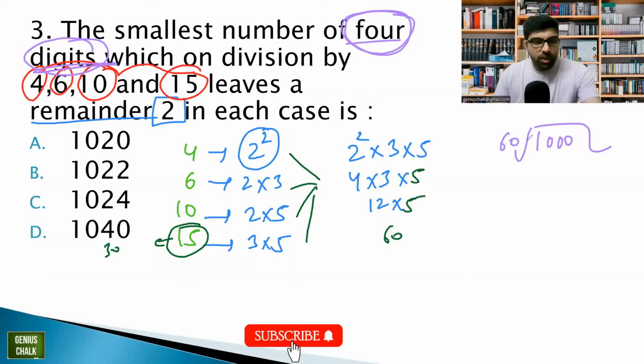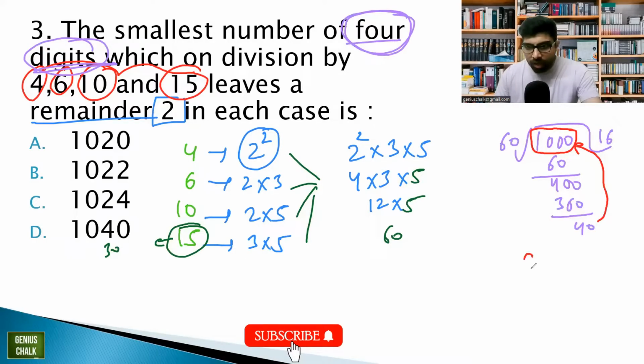The least number of 4 digits is 1000. So 60 ones are 60, it becomes 400, and 60 sixes are 360. What is my remainder? It is 40. And to get this least number, if I subtract this 40, I will get 960. So 960 is a 3-digit number. I need to have 4-digit. So after subtracting, I have to take the next multiple of 60. So that has to be 1020, right?